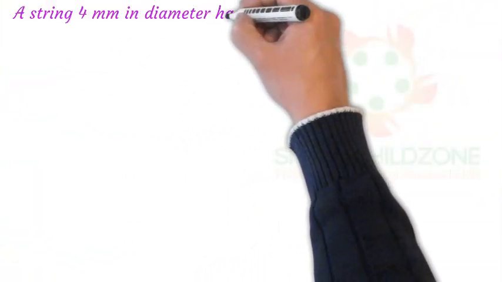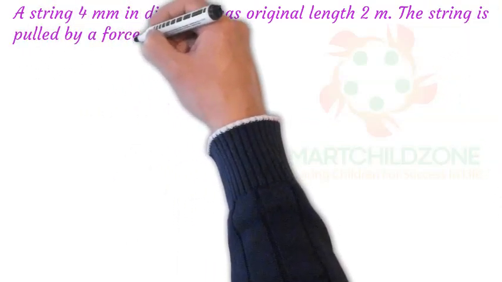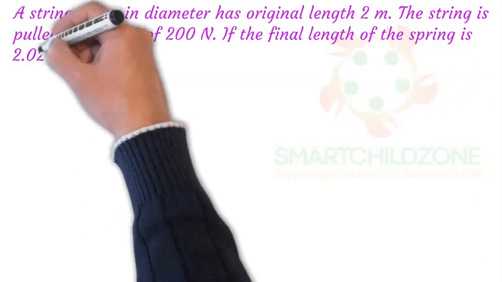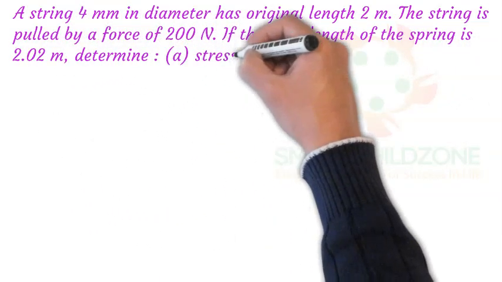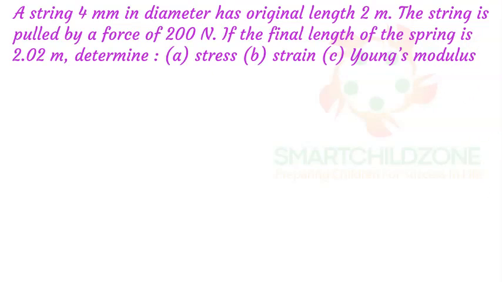A string, 4 mm in diameter, has original length of 2 meter. The string is pulled by a force of 200 Newton. If the final length of the string is 2.02 meter, determine A. Stress, B. Strain, C. Young's modulus.